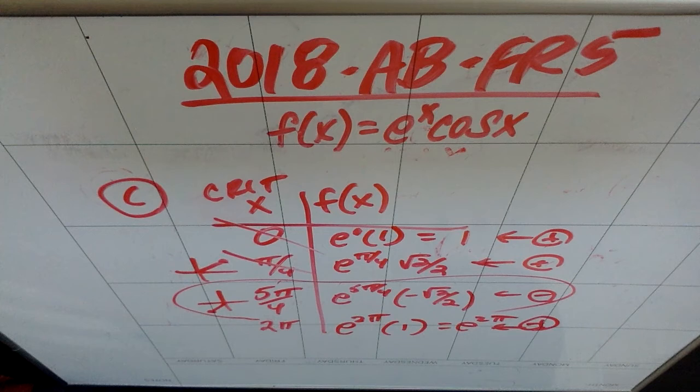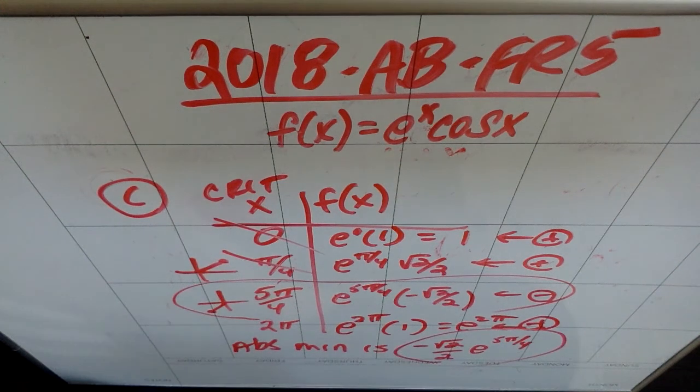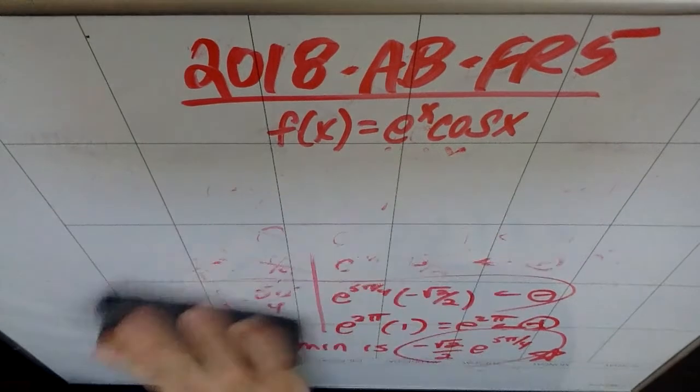If there had been a situation where I had two negative numbers, I would have to figure out which one's larger without a calculator, which can be a little bit tricky, but you would have to approximate and figure it out. Anyway, the absolute minimum is negative root 2 over 2 times e to the 5 pi over 4. They asked what the absolute minimum value is, and that's my minimum. If they had asked when it happened, I would say at 5 pi over 4. Cool. Part D gives me a graph.